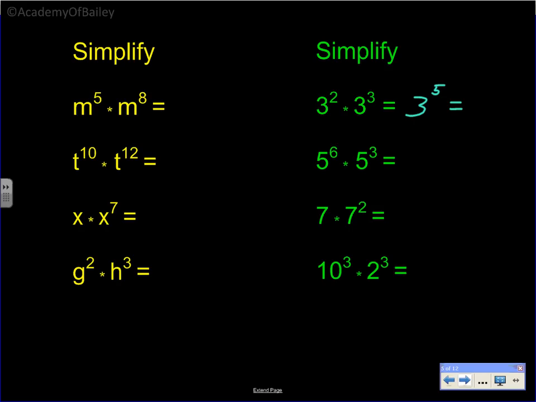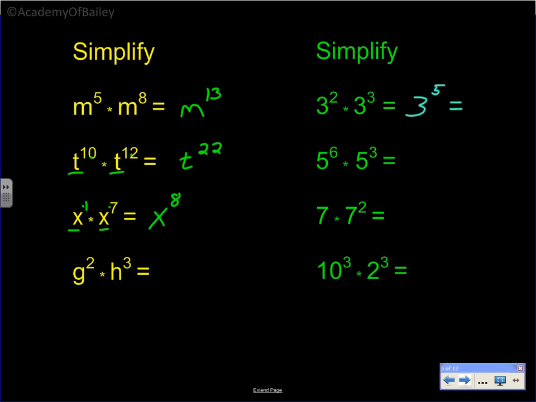M to the 5th times m to the 8th, they have the same base. So it's going to be m to the 13th. 5 plus 8 is 13. T to the 10th times t to the 12th. They both have t for a base, so it's going to be t to the 10 plus 12 is 22. X times x to the 7th, they both have the same base, and we know when we just see the x on the left that it's a power of 1. So now we know 1 plus 7 is going to be x to the 8th.